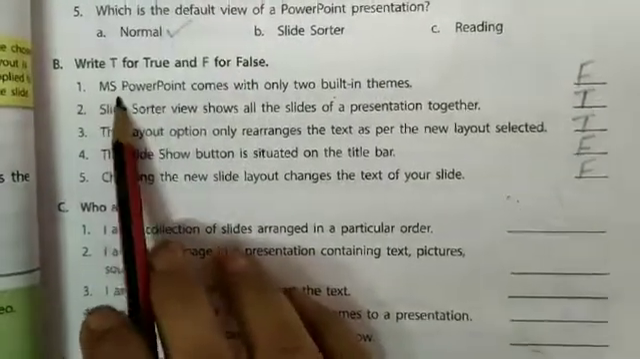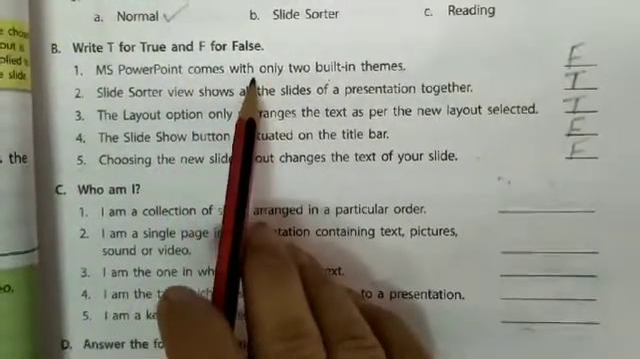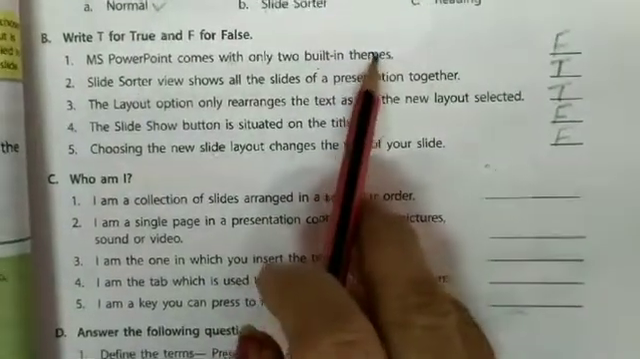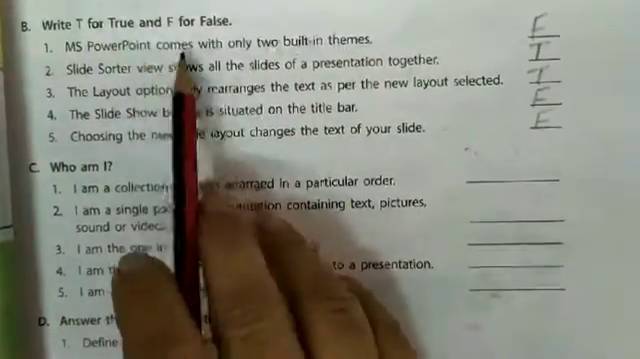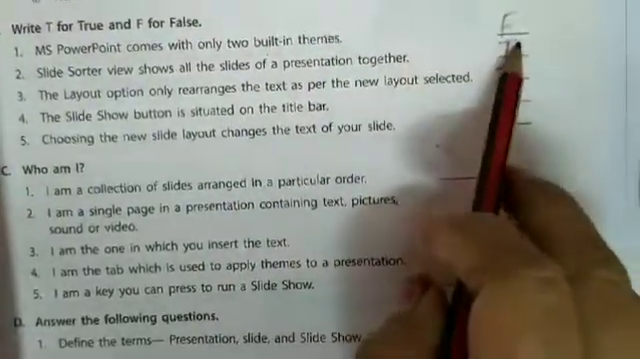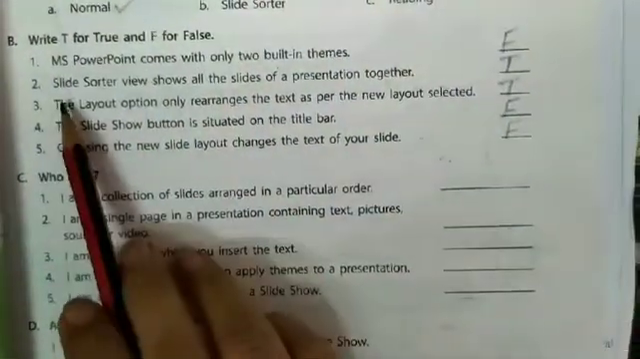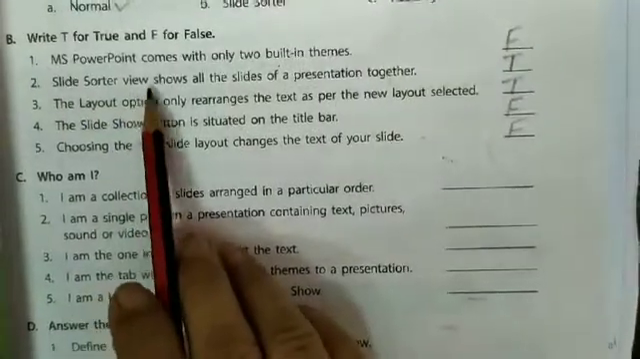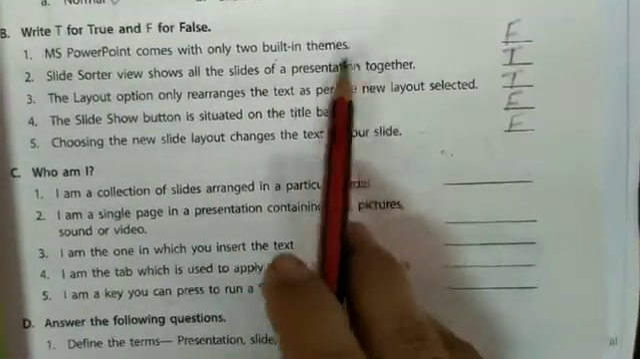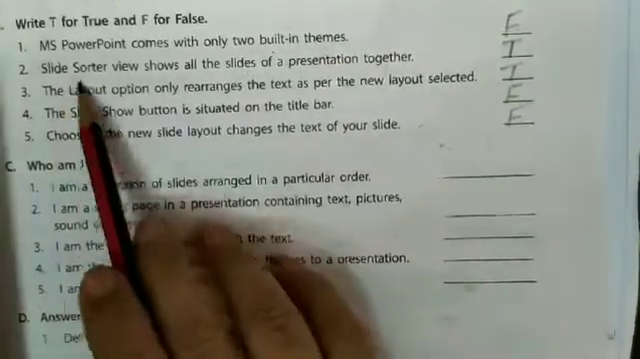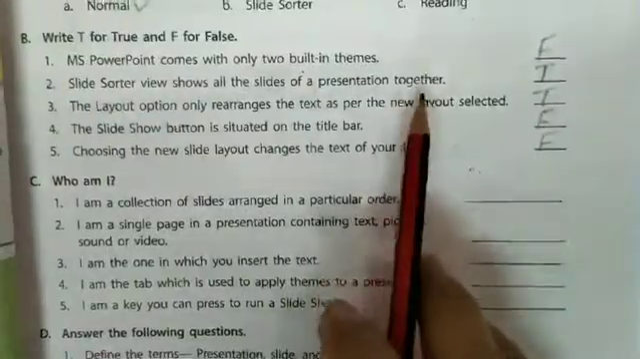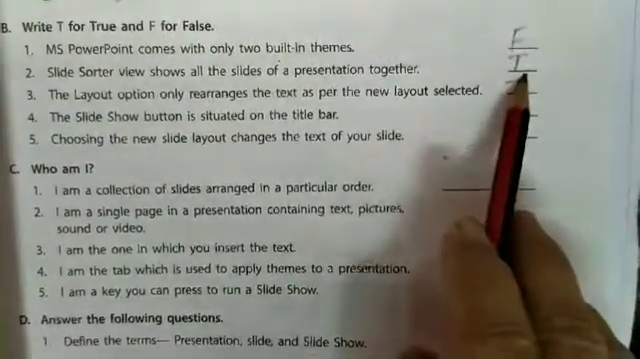First one is MS PowerPoint comes with only 2 built-in themes. This one is false because MS PowerPoint comes with various themes. So write F for false. Second one is slide sorter view shows all the slides of a presentation together. Yes, this one is true. Slide sorter view shows all the slides of a presentation together. So write T for true.